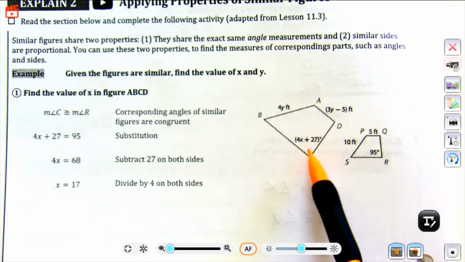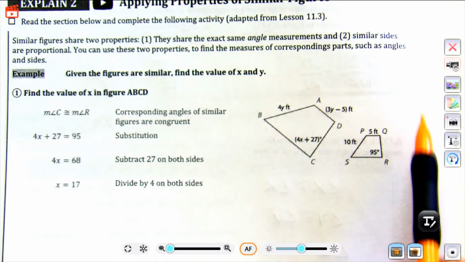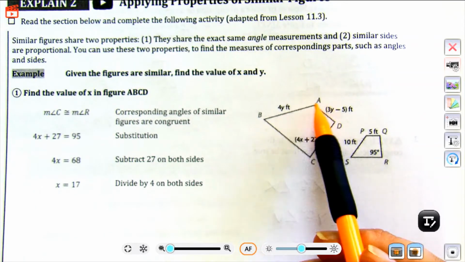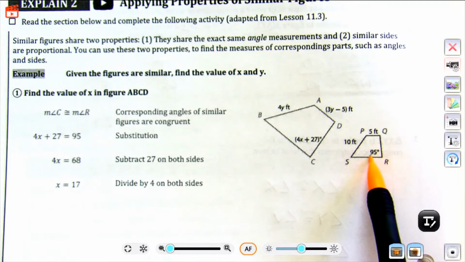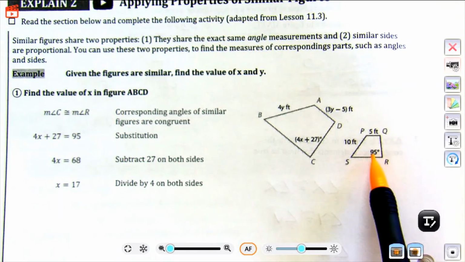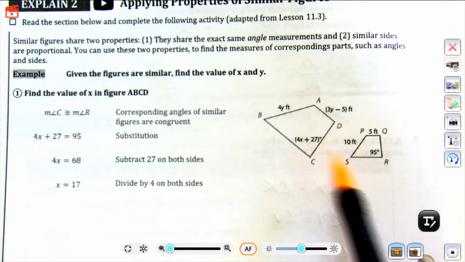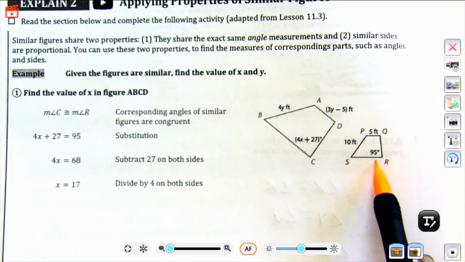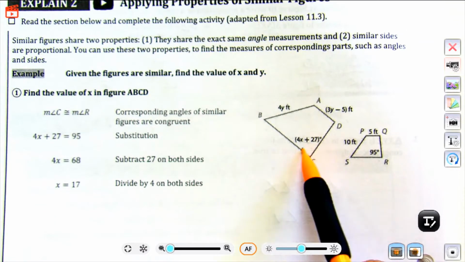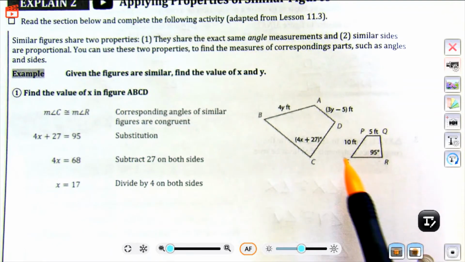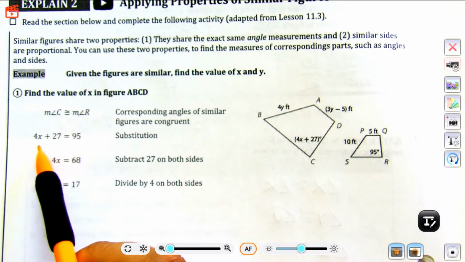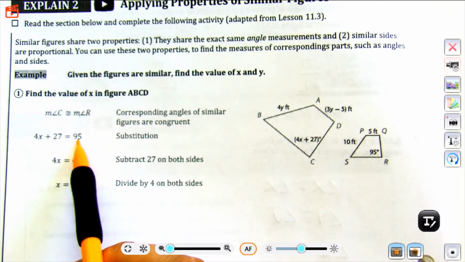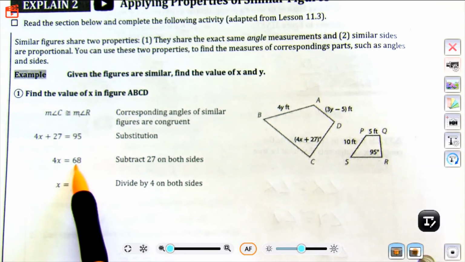Now they actually tell us a few things. We have some sides and we have some angles. Angle C is 4x plus 27. Angle R is 95. The corresponding angles, so angle C corresponds to angle R, and we know that in similar figures the two angles are equal to each other. So we could say the measure of angle C is equal to the measure of angle R, and then substitute those values. 4x plus 27 equals 95. Subtract 27 from both sides, divide by 4, and you get x equals 17.